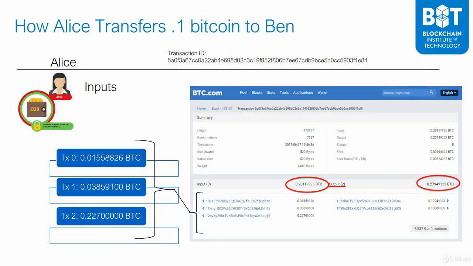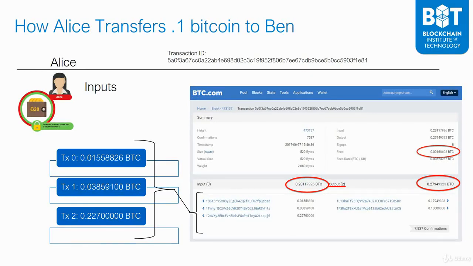What happens then is that the wallet needs to specify what is the fee that goes to the miner. In this case, the fee has been established as 0.00168603 Bitcoins. And that's the amount that's going to go to the miners. That's why you see that the two outputs actually add up to 0.27949323 Bitcoins, because you are subtracting that miner fee from the total amount that came from the inputs.